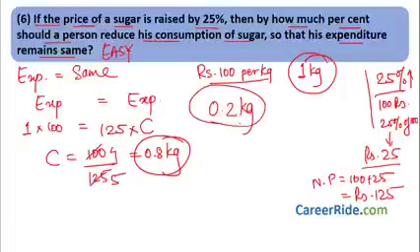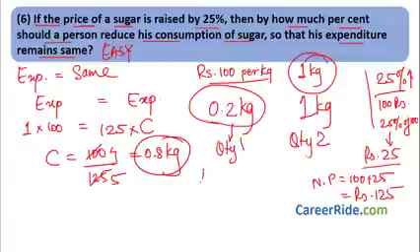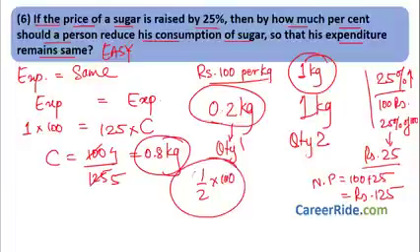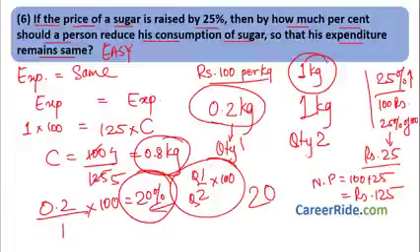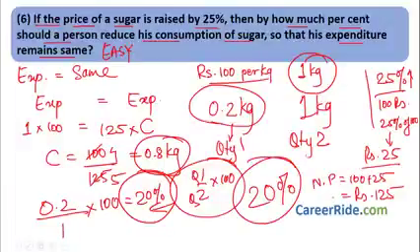Now this 0.2 kg is how much percent of 1 kg? Because we want how much percent the person should reduce, right? Here the person reduces by absolute value of 0.2 kg, but we want it in the format of percentage, that is the percentage of quantity 1 to that of quantity 2. What is it? Quantity 1 by quantity 2 into 100. So what would be the answer? 0.2 divided by 1 into 100, that would be 20%. So if the price increases by 25%, to keep the expenditure same, the consumption of sugar should reduce by 20%. Moving to next question.